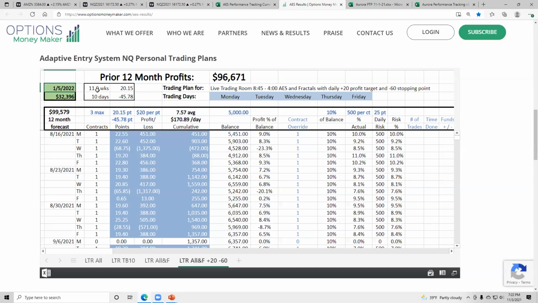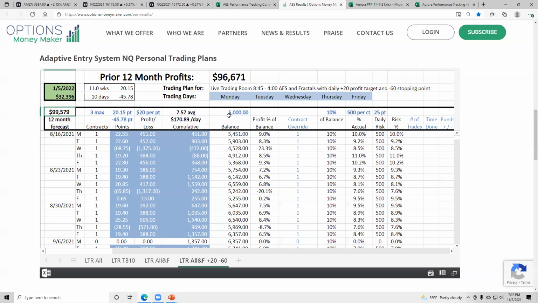We are now 11 weeks into the second 12-month period. And according to our run rate, scaling up to a maximum of 3 contracts, the current forecast for a 52-week plan, which is our second 12-month period, is right now forecasting an income of $99,579. So pretty consistent.